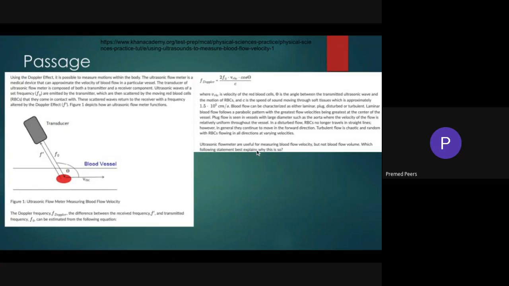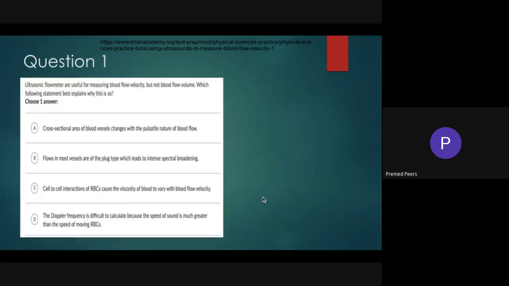Ultrasonic flow meters are useful for measuring blood flow velocity, but not blood flow volume. Which of the following statements best explains why this is so? Oh, sorry, that's the first question, isn't it? Yeah. So ultrasonic flow meters are useful for measuring blood flow velocity, but not blood flow volume. Which of the following statements best explains why this is so? Do you guys have an answer for this one?